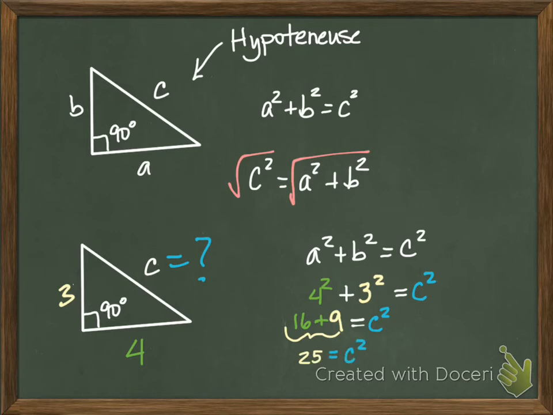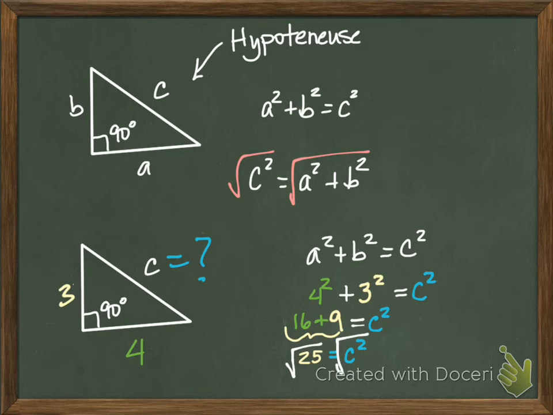So now I have a number on one side, I have the C squared on the other, so all I have to do to find C is undo the square. The way we undo a square is by square root. So I square root both sides. Square root of 25 is 5. So my value of C is 5.